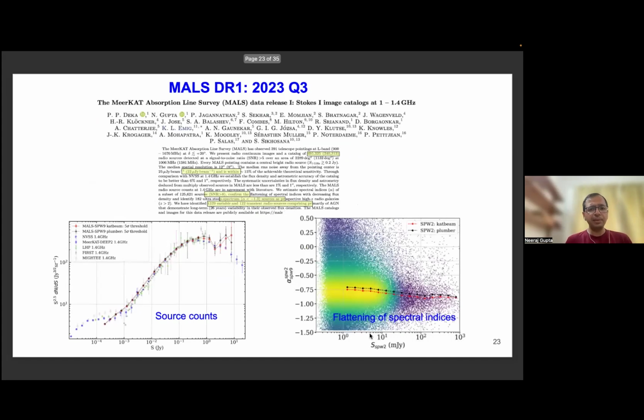And through these, we were able to determine source counts across the band down to 100 microjanskis. And also, we were able to test how the spectral indices of radio sources across different populations may be evolving. So this provided us also a measure of the validity of how the survey as a whole and the data processing in general is performing down to the sensitivities of what is needed for the MeerKAT absorption line survey.